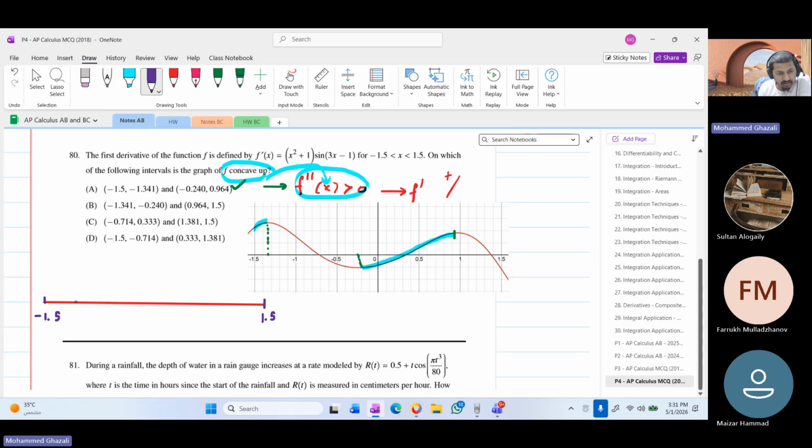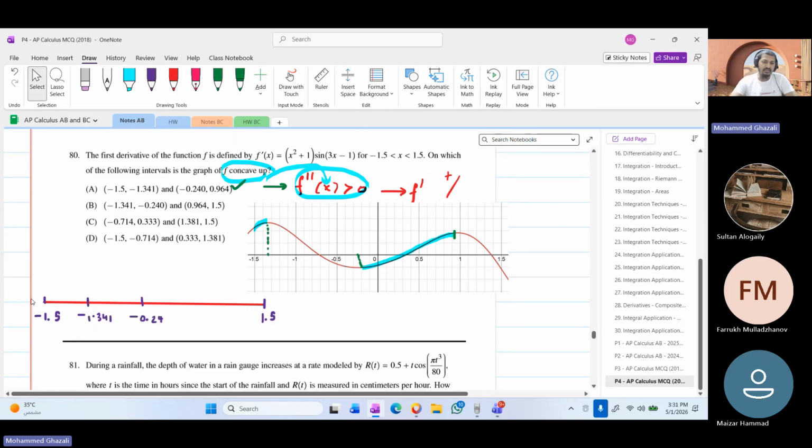Negative 1.34, 1. What's the next value? Negative 0.24. What's the next value they're giving us? 0.964. But this will not tell us the increase and the decrease. It will just give us positives and negatives. They also give us 0.33, negative 0.74. You have to put all these intervals onto the number line, then substitute these values inside, but that will only give us positive and negative, so that's not going to be it.